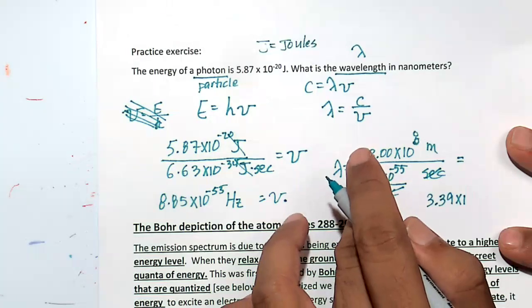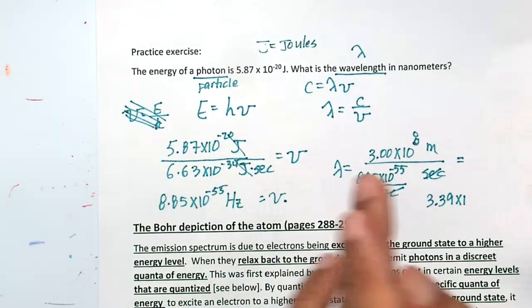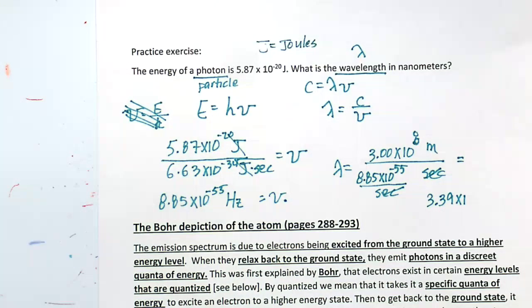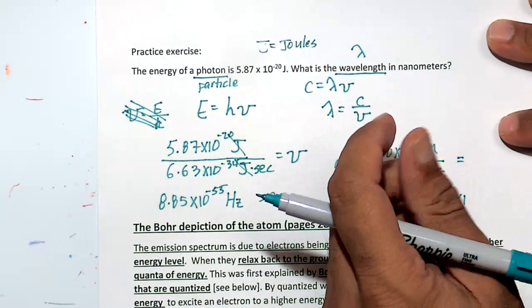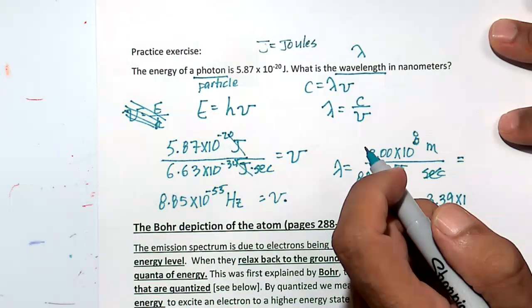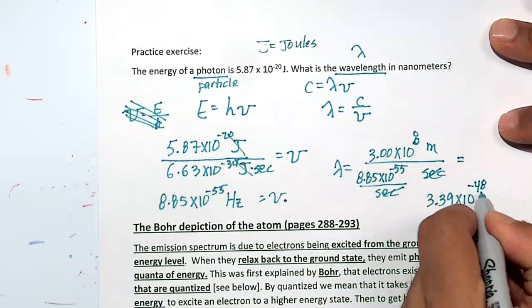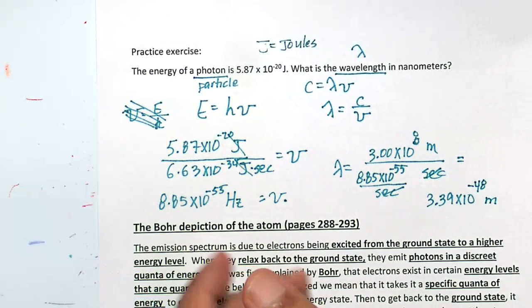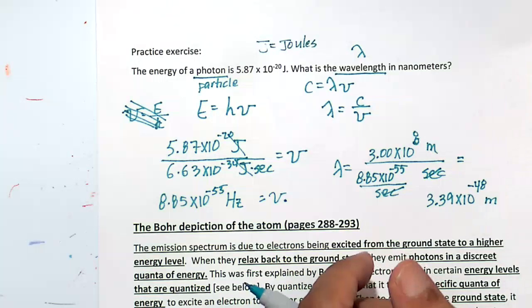Okay, let me redo it again. 3 times 10 to the 8th divided by parentheses 8.85 times 10 to the minus 55, close parentheses. Okay. 3.39 times 10 to the negative 48. Does that seem more right to you? Negative 48 meters. Okay, I'm not sure, but all right. 3.39 times 10 to the minus 48 meters.